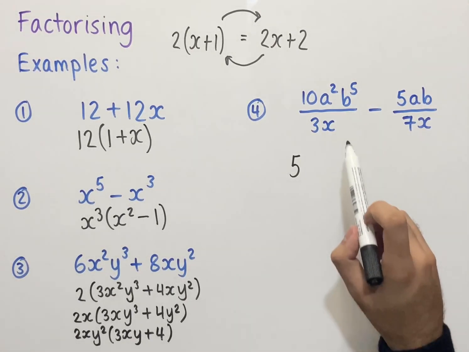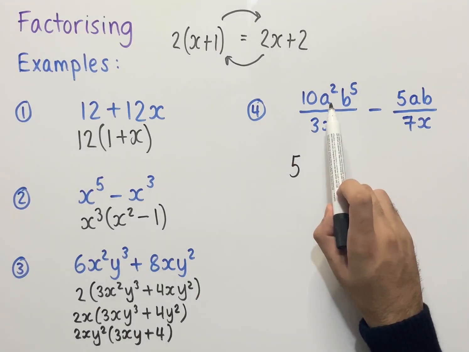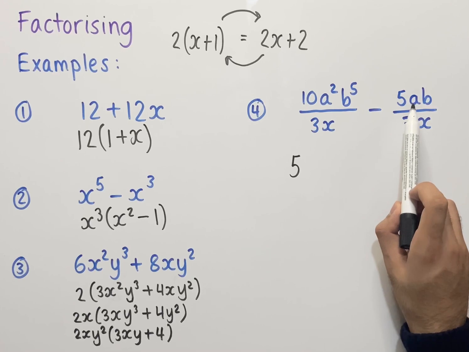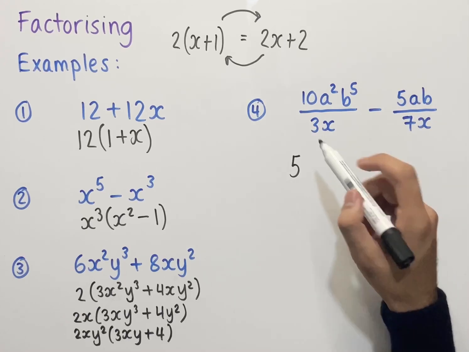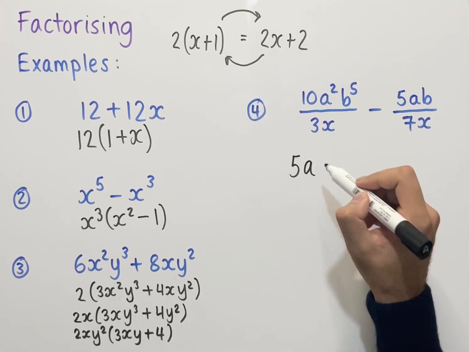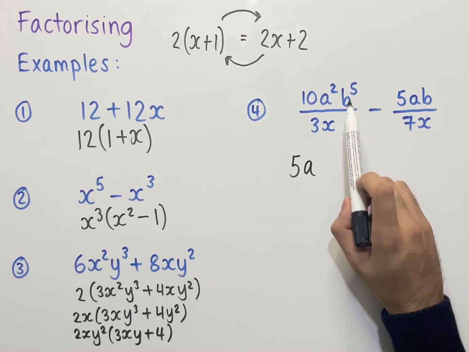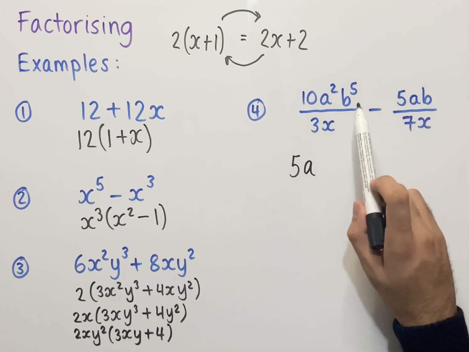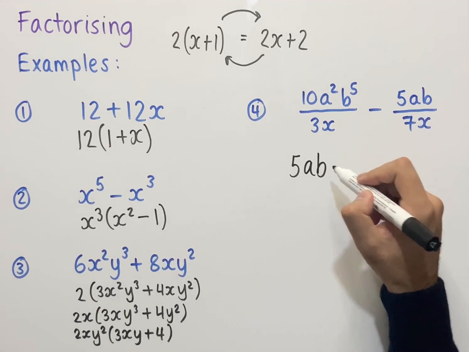We also see that in the numerator, both have a's in them. In the first term here, we've got a squared. In the second term, we've got a. So we can factorize a single a out from both. Then we also see we've got b to the power of 5, and we've got b in the second fraction. So from both of these terms, we can factorize a b out.